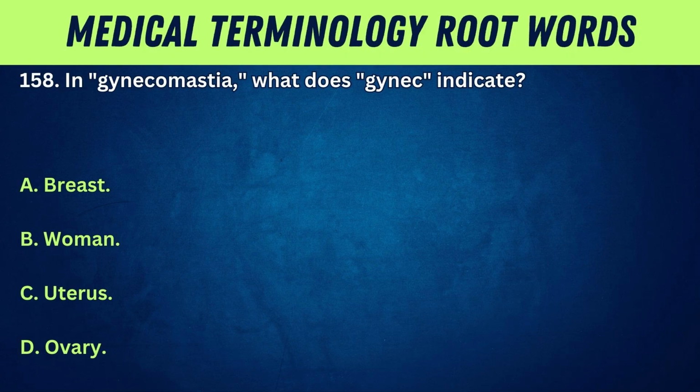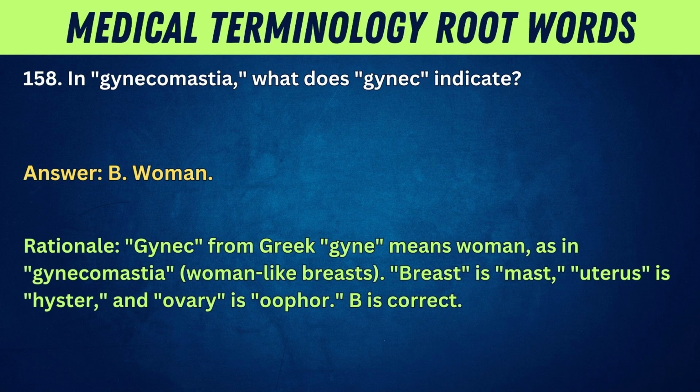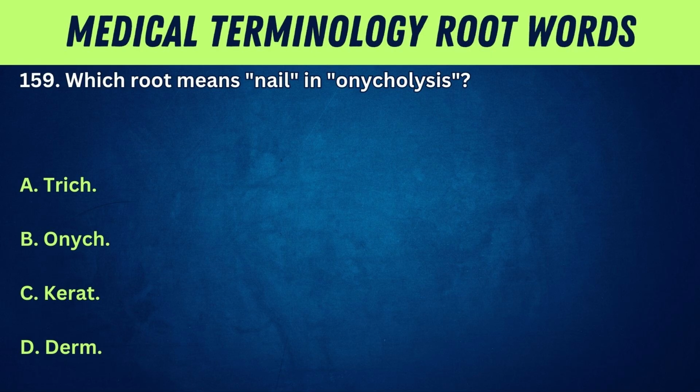158. In gynecomastia, what does gynek indicate? A. Breast. B. Woman. C. Uterus. D. Ovary. Answer: B. Woman. Rationale: gynek from Greek gyne means woman, as in gynecomastia, woman-like breasts. Breast is mast, uterus is hyster, and ovary is oophor. B is correct.